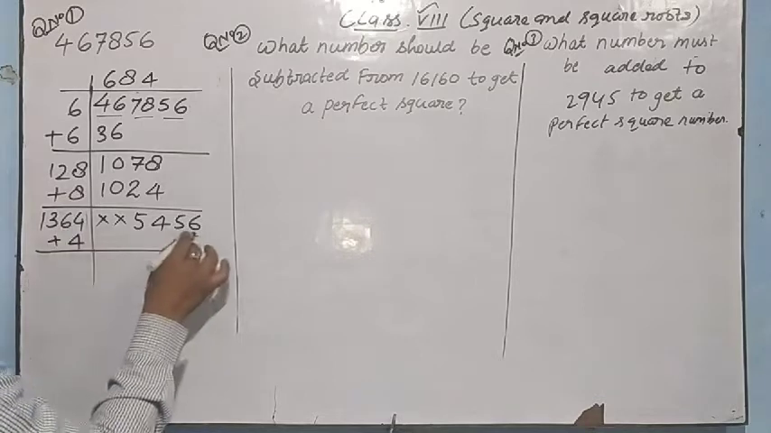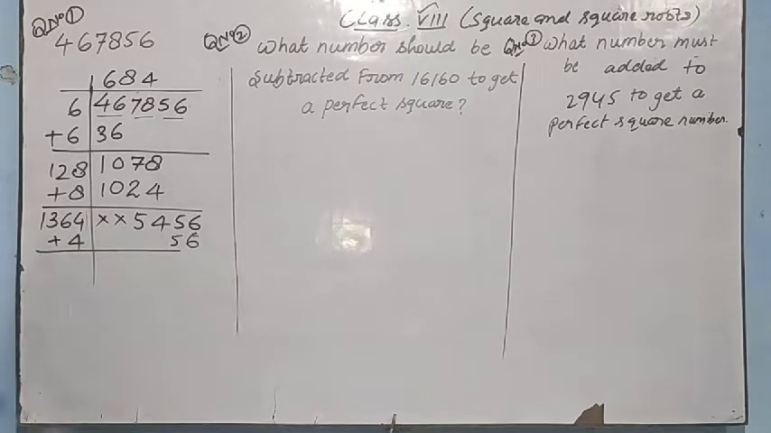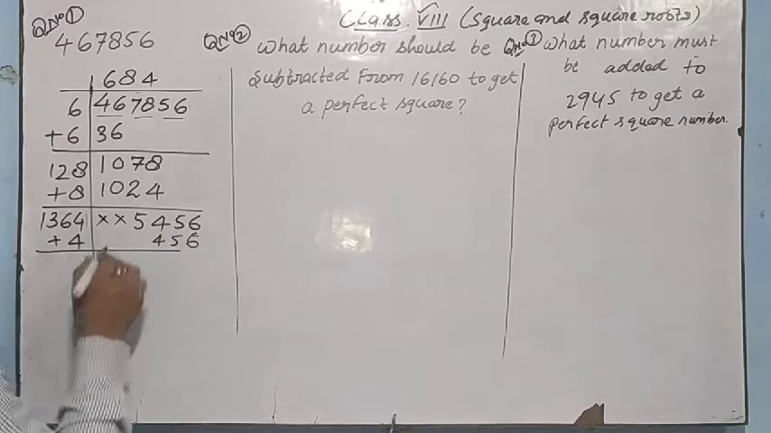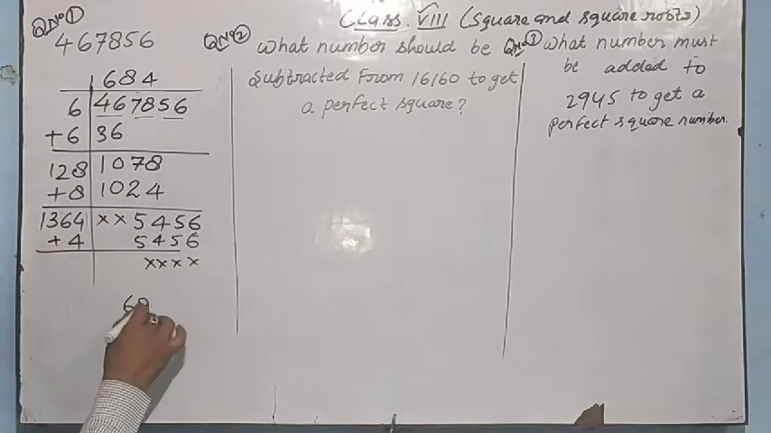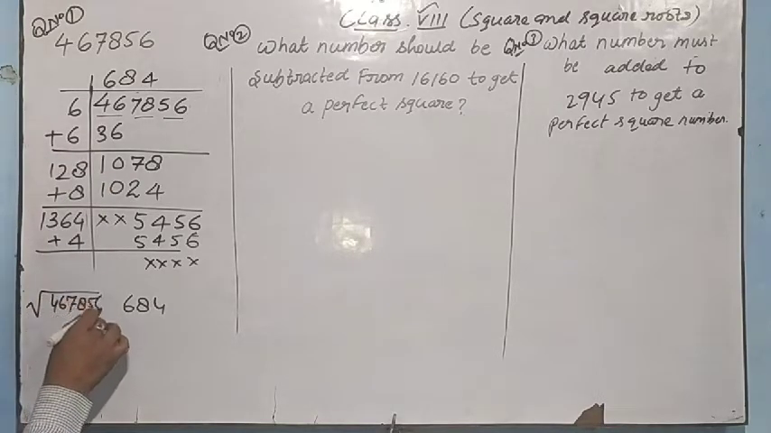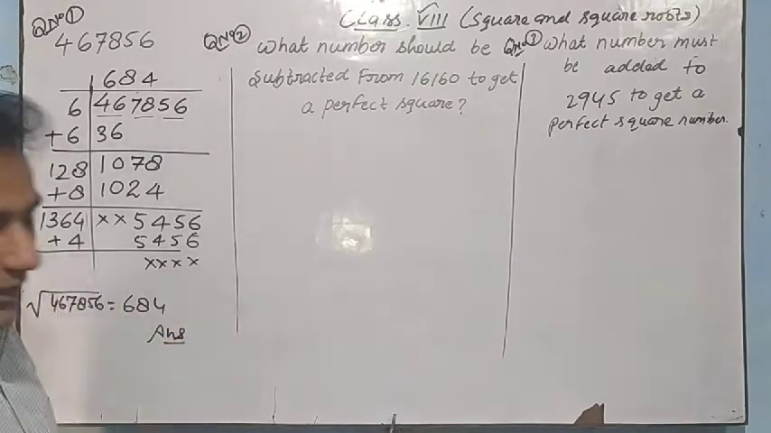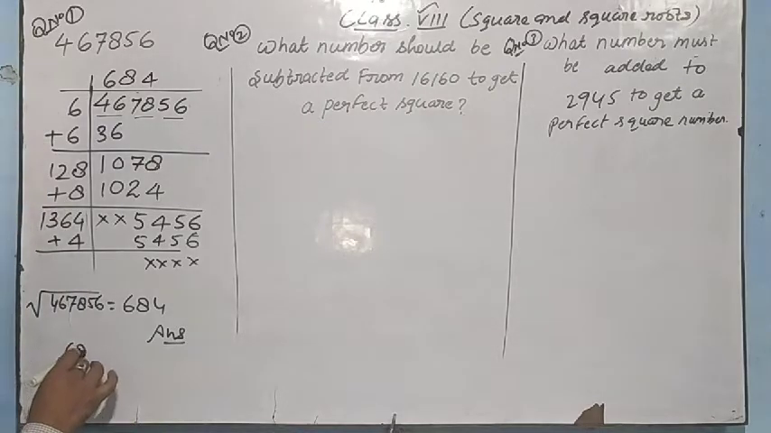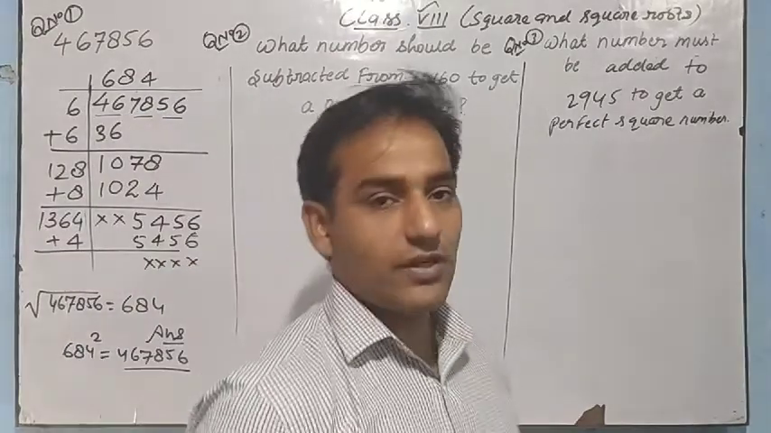Let us see. 4 4s are 16. 4 6s are 24 and 1 is 25. 4 3s are 12 and 2 is 14. 4 1s are 4 plus 1 is 5. So all cancelled, and that is the answer 684. That means the square root of 467856 will be 684, and this will be our answer. For checking, if we square 684, we will get this 467856. Okay, so this is the first question we have done.